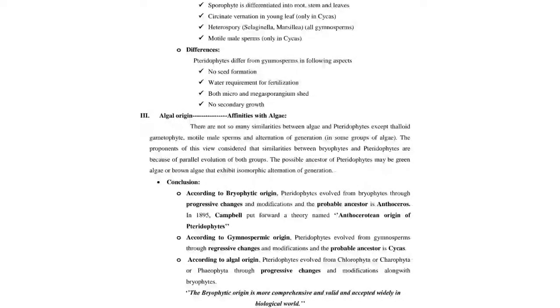In 1895, Campbell put forward a theory named Anthocerotine origin of Pteridophytes. Or according to gymnospermic origin, Pteridophytes evolved from gymnosperms through regressive changes and modifications, and the probable ancestor is Cycas. Or according to algal origin, Pteridophytes evolved from Chlorophyta or Charophyta or Phaeophyta through progressive changes and modifications along with Bryophytes. The bryophytic origin is more comprehensive and valid and accepted widely in the biological world.